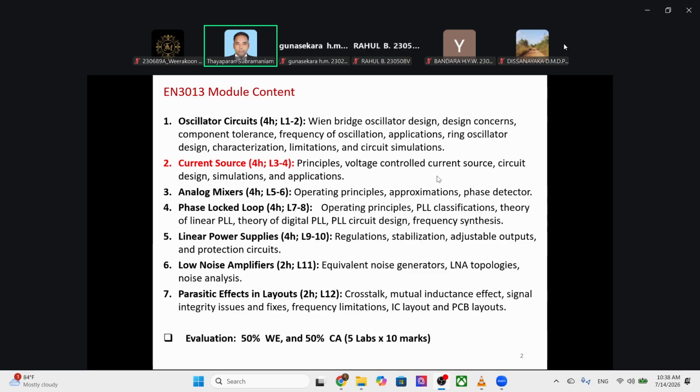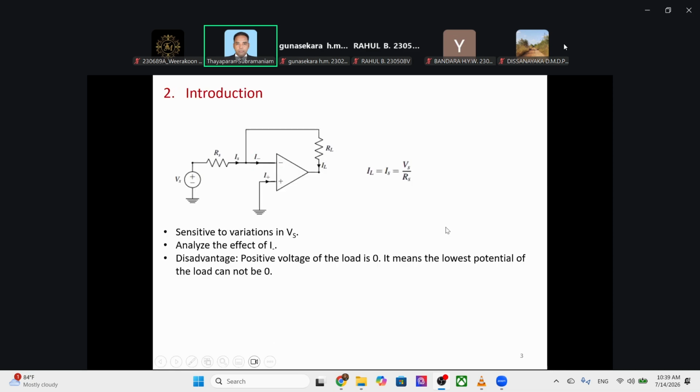Right, let's move on. So today we are going to talk about current source. Right, simple current source. We are going to disqualify them one by one, or we are going to identify the potential difficulties by using simple circuits.